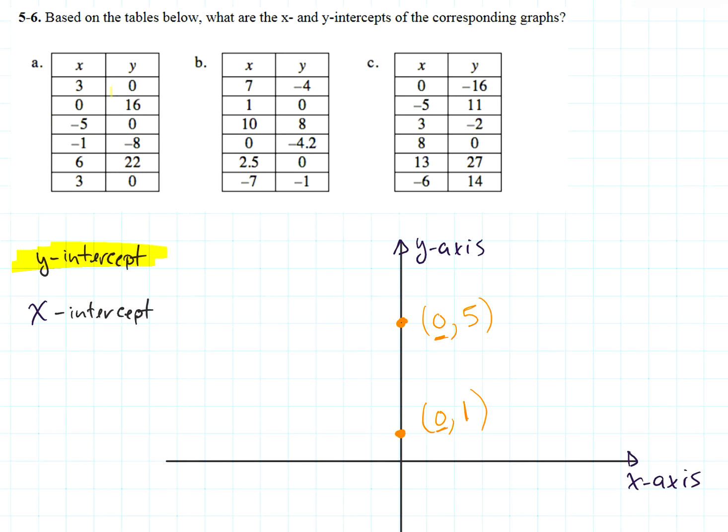So for example, if I look at problem A, I have a y-intercept at (0, 16). And on B, I have a y-intercept at (0, -4.2). And on C, I have a y-intercept, x is 0 again, and -16. So when I'm looking at a table of values, I'm looking for those places where x is 0. When x is 0, I'm crossing the y-axis.